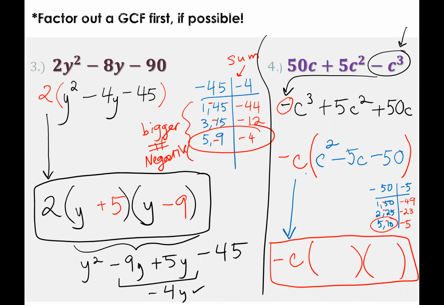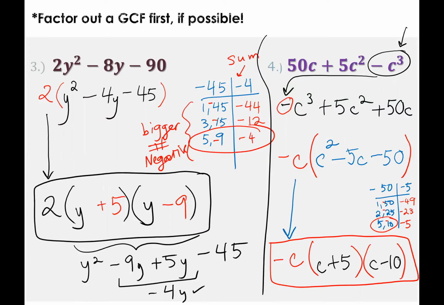By the way, I already have the negative c on the outside, but when I'm filling in my parentheses here, they each start with c, because c times c is c squared. And then for my numbers, I decided that 5 and negative 10 was the correct combination that would multiply to negative 50 and add up to negative 5. So I'm going to write negative c, parentheses, c plus 5, and then parentheses c minus 10. And that is my final answer.